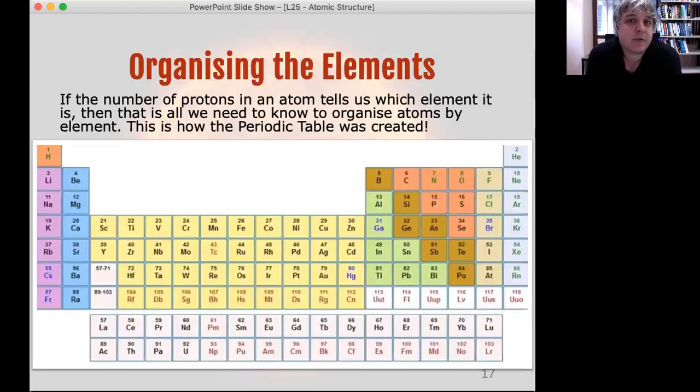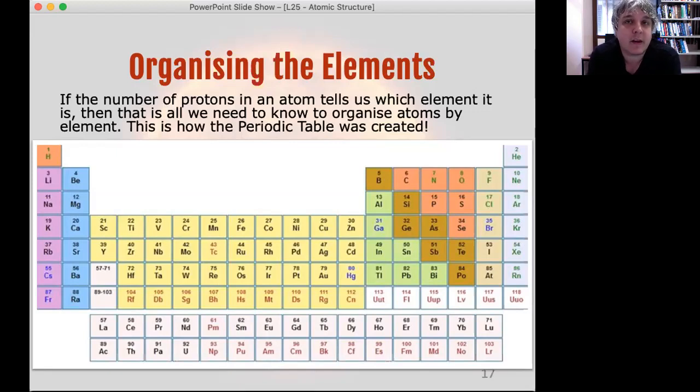Since the number of protons is all that we need to know in order to tell us which element an atom is, that's the obvious way to organize the elements, basically a list going up in terms of the proton number or the atomic number. As we said, hydrogen has 1, helium has 2, lithium, beryllium, boron, carbon, nitrogen, oxygen, fluorine, neon, sodium, magnesium, etc., etc. And they're all just listed in order of proton number. And as you can see, it forms a nice little table like that.